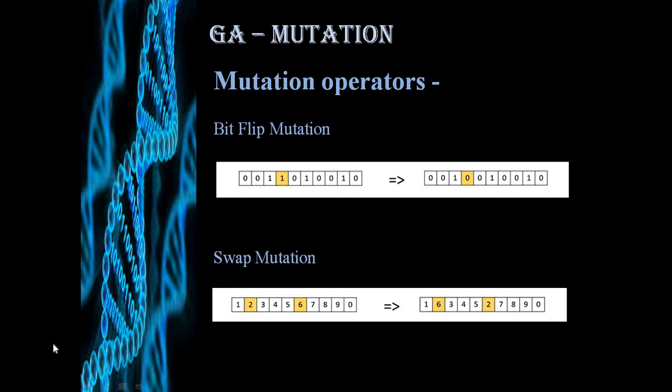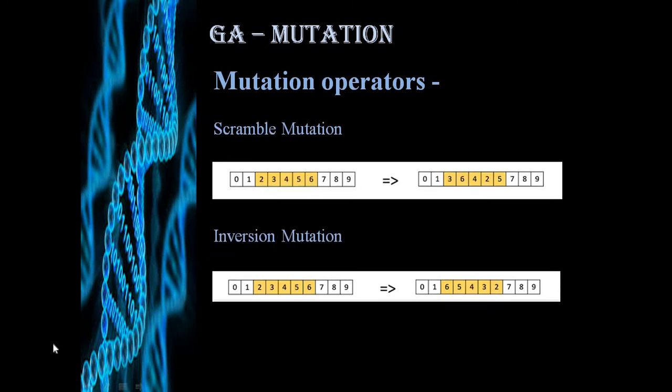And next is swap mutation. In swap mutation, we select two positions on the chromosome at random and we interchange the values. This is common in permutation based encodings. The next mutation operator type is scramble mutation. In this type of mutation, from the entire chromosome, a subset of genes is chosen and their values are scrambled or shuffled randomly.